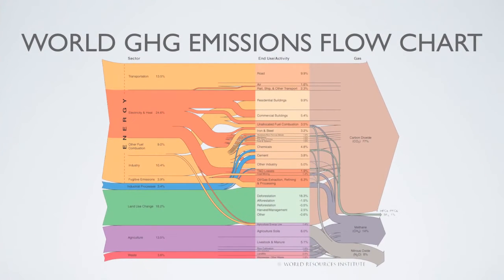Global emissions by sector. At the sector level, the largest sources of global GHG emissions are electricity and heat, land use change, such as clearing of forest for farming, transportation, agriculture, and industry.